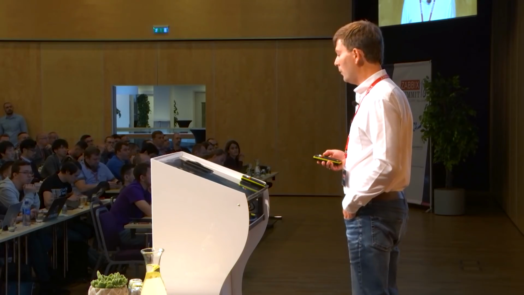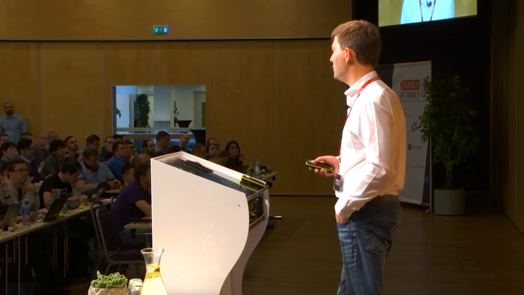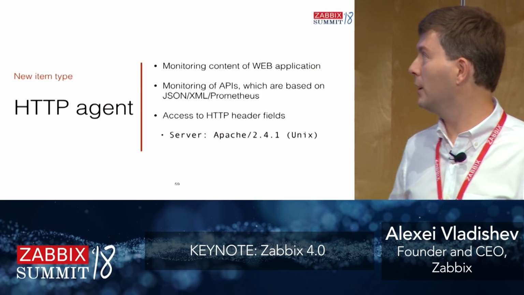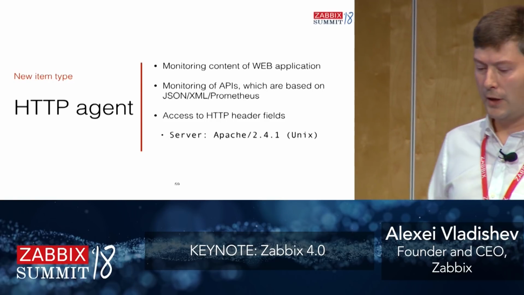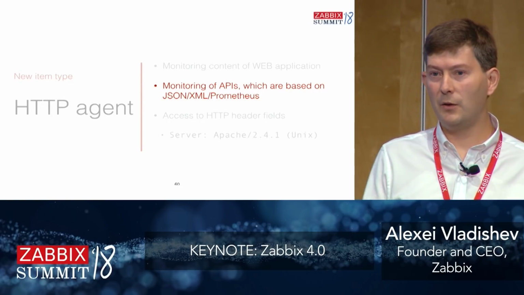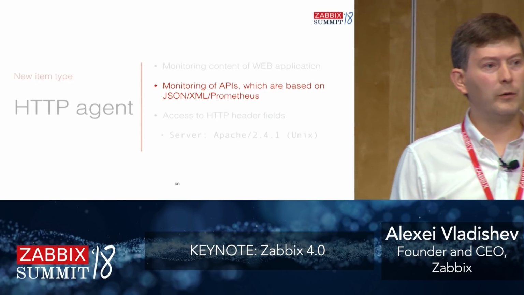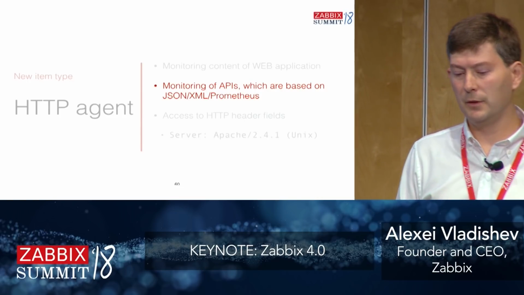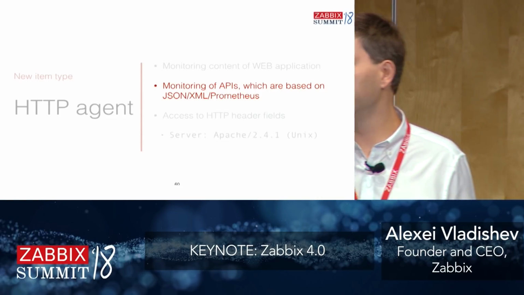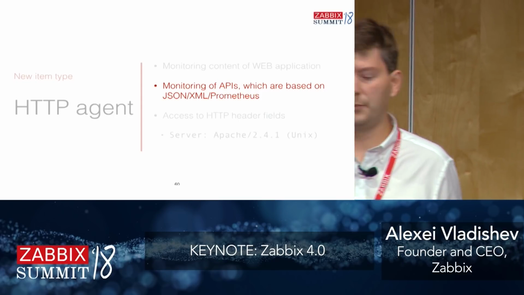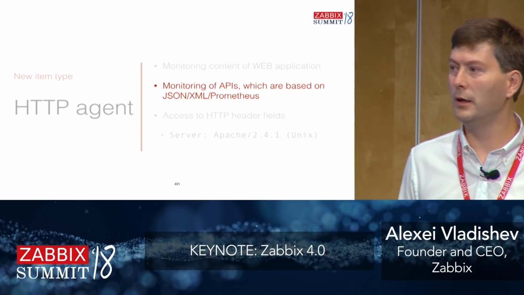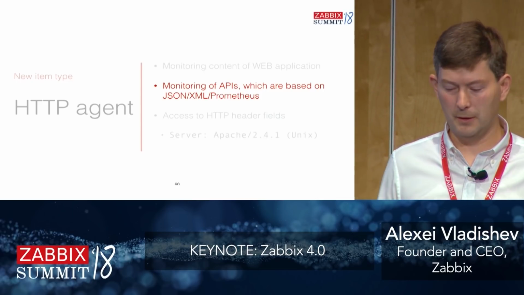HTTP check. We introduced a new item type, which is called HTTP agent. This is a native way to get information out of HTTP data sources. It will allow us to monitor the content of web applications, obviously. It will give us access to HTTP header fields. But most importantly, it will allow Zabbix, now and in the future, in a much more straightforward way, to get data out of various APIs, like REST APIs based on JSON RPC, XML SOAP, Prometheus, whatever. It's already possible.